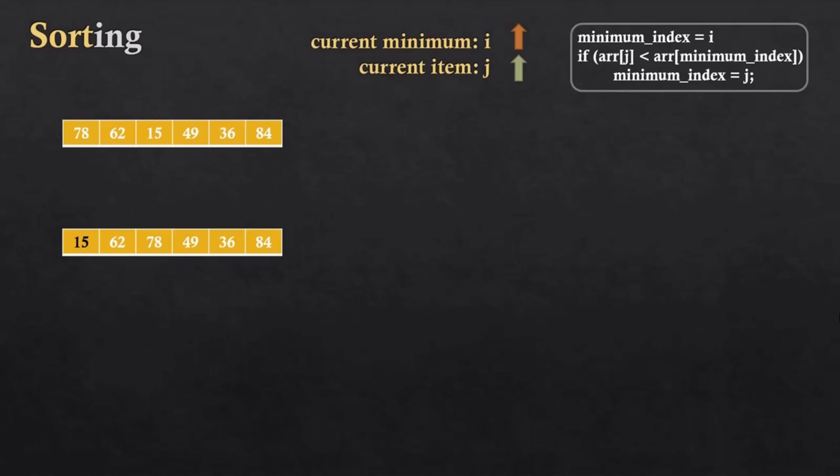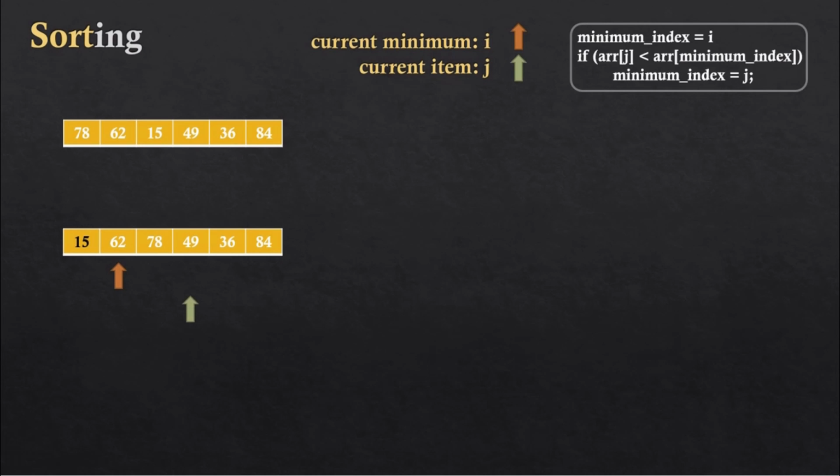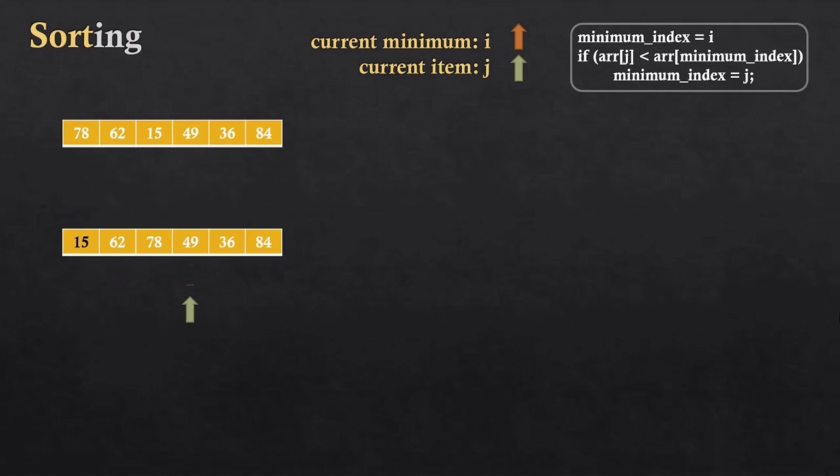After one iteration we have the minimum value at the first index. Now for the second iteration, the current minimum and current item will start from index 1. Again, the current item will move forward and find the minimum value. It is still smaller, so the current minimum value will not be updated. Here, the current item is smaller than the current minimum, so the current minimum value will be updated.